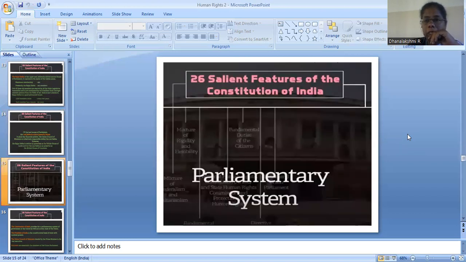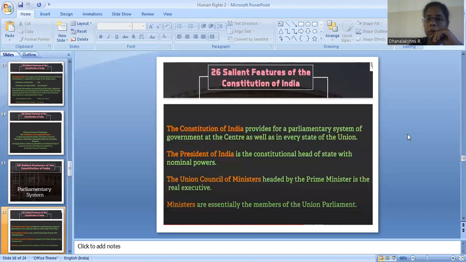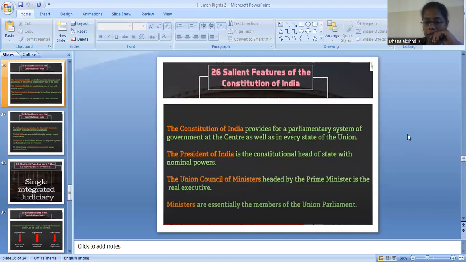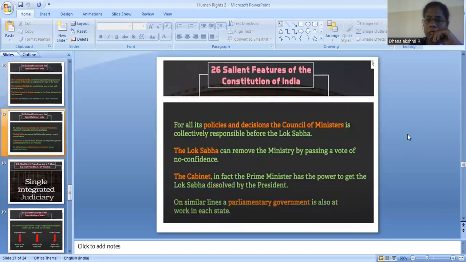Then we will go to the parliamentary system. The Constitution of India provides for a parliamentary system of government at the center as well as in every state of the Union. The President of India is the constitutional head of state with nominal powers. The Union Council of Ministers headed by the Prime Minister is the real executive. Ministers are essentially members of the Union Parliament. For all its policies and decisions, the Council of Ministers is responsible before the Lok Sabha. Lok Sabha can remove the ministry by passing a vote of no confidence. The Prime Minister has the power to get the Lok Sabha dissolved by the President. On similar lines, the parliamentary government is also at work in each state.